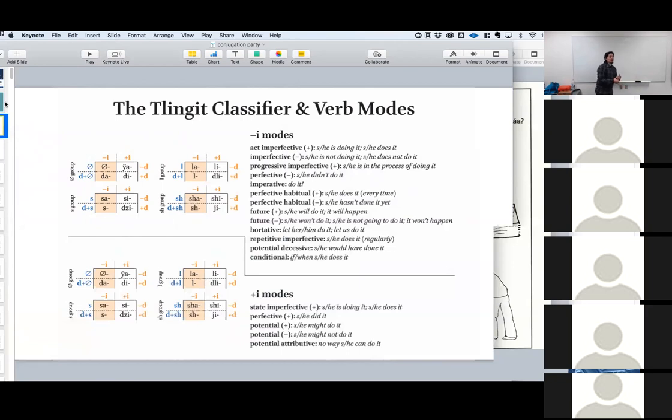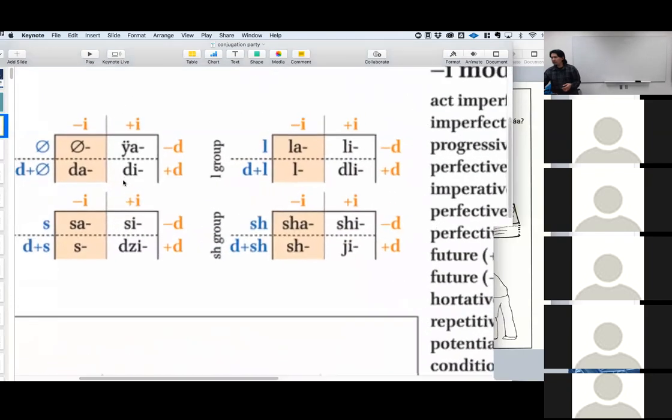But if you studied other Na Dene languages like Navajo or Apache or Gwich'in or Koyukon or Eyak, they would probably have some form of this. They would have a classifier and it comes right before the root. And so it has some functions. The first function is the group. Which group is it going to be? And so we'll zoom in on this a little bit here.